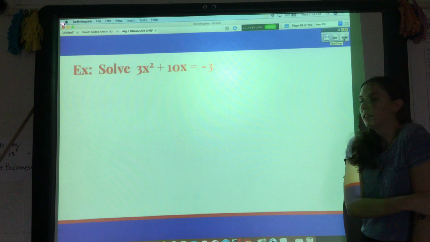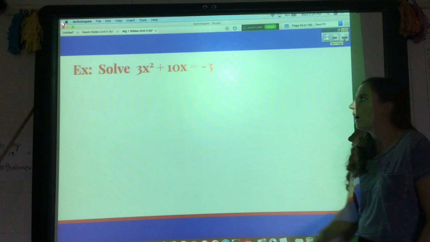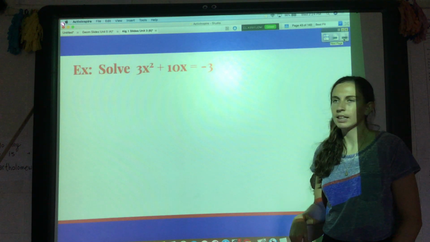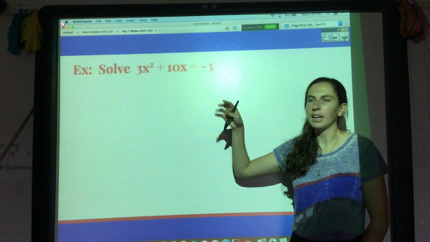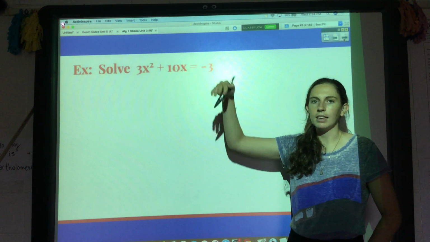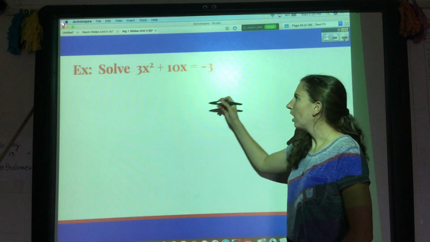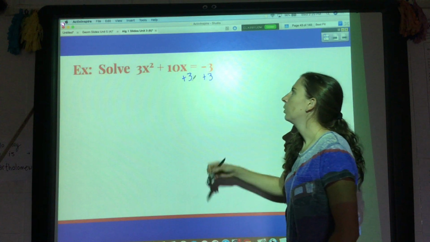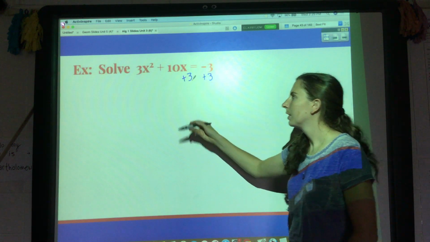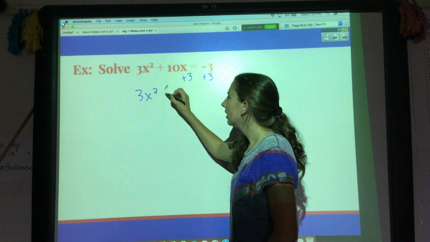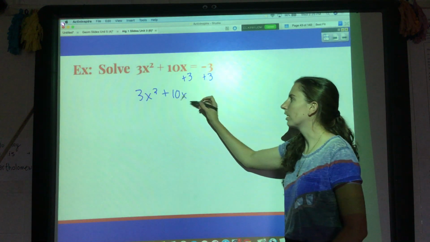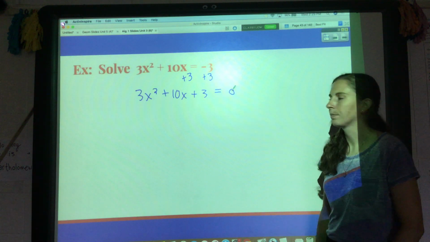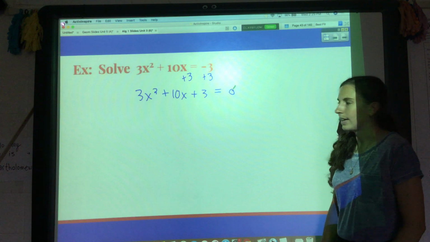All right, on this one, it's actually not equal to 0. And so if I start trying to factor this thing, I don't have all the pieces that I need yet. Basically, I need everything over on the same side so that I can factor it. So all I have to do to get it all on the same side is just add 3 to both sides, which will move this over. Now I've got 3x squared plus 10x plus 3 equals, and over here I'm just left now with 0. All right, now we can factor.